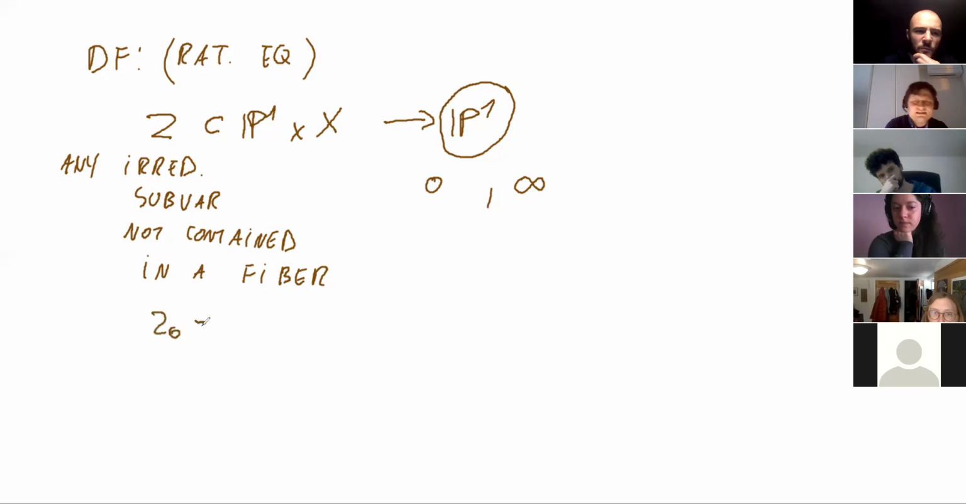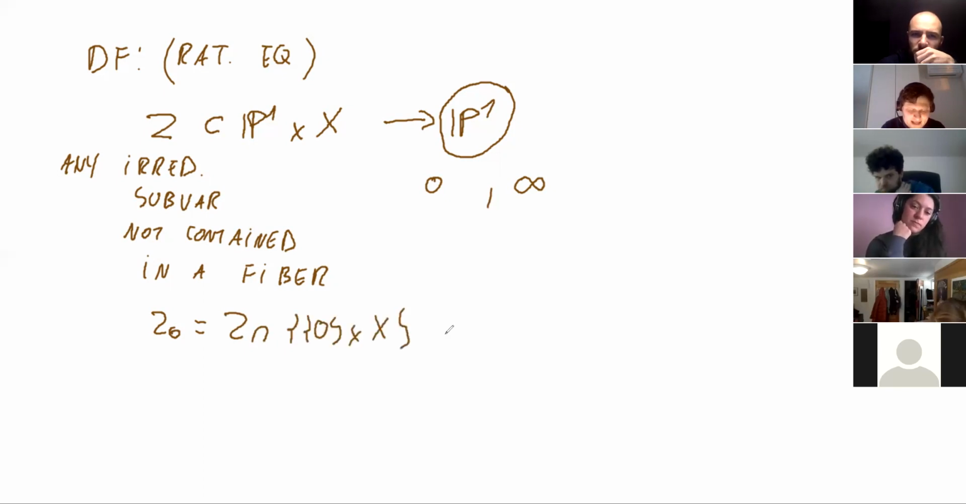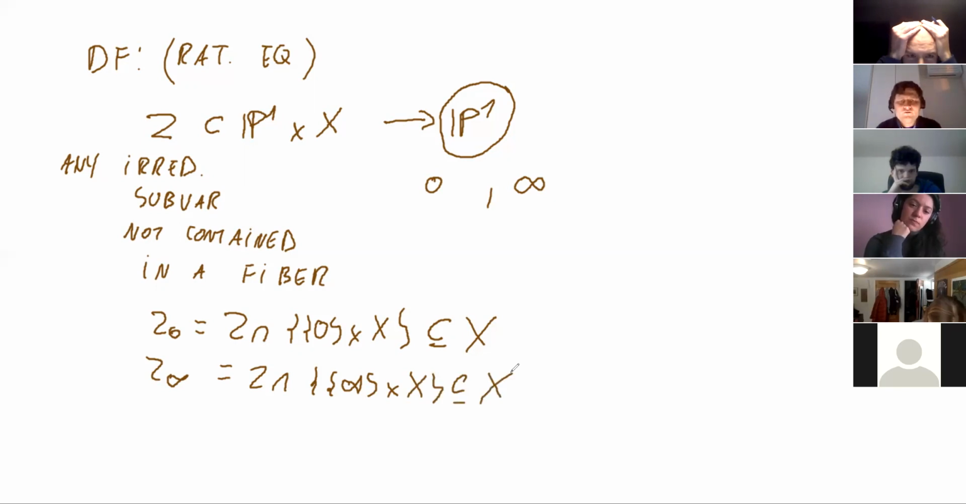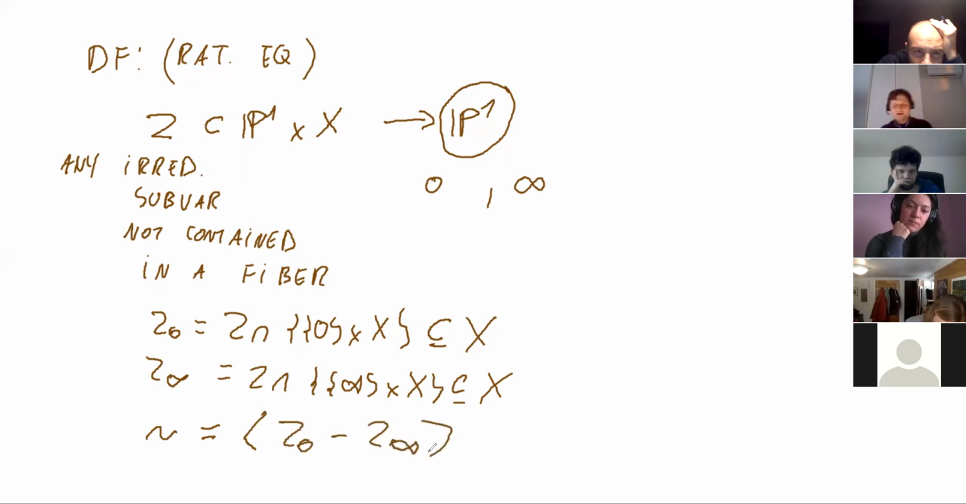Namely, we have Z0, which is Z intersected with one fiber, so formally it's 0 times X, and I regard it as a subvariety of X, okay? And then there is the infinity, which is Z intersected with the infinity point times X, and again, I regard it as a subvariety of X. So this rational equivalence as a subgroup is generated by Z0 minus Z infinity. So we say that these two are equivalent, okay?